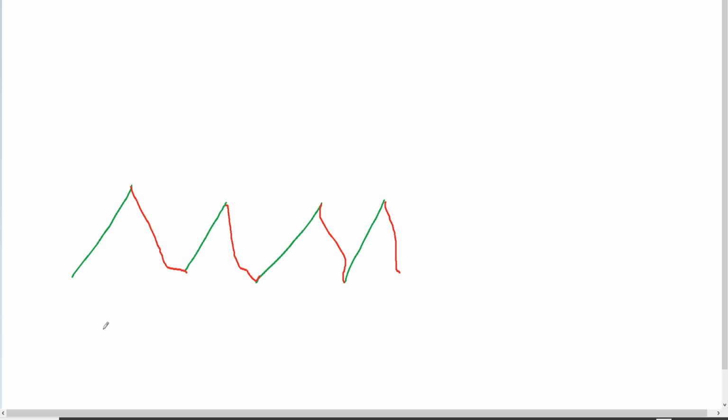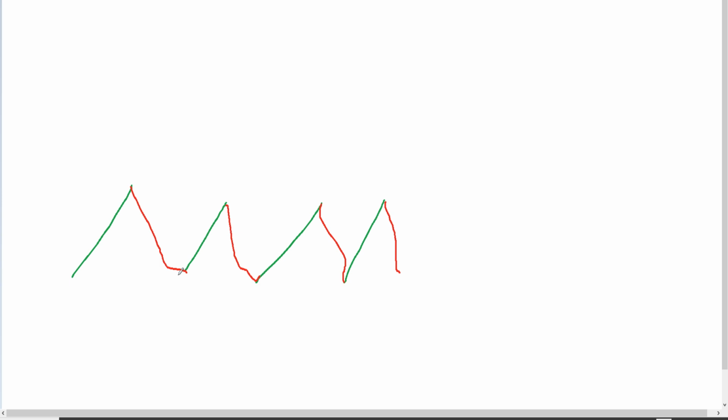Okay, so let's say I will show you something right now. Let's say the stock is doing like this, okay? Now, when you see a stock like this, most of the time it's trending in a range. It means it goes up, it stops, it goes down, then it stops.